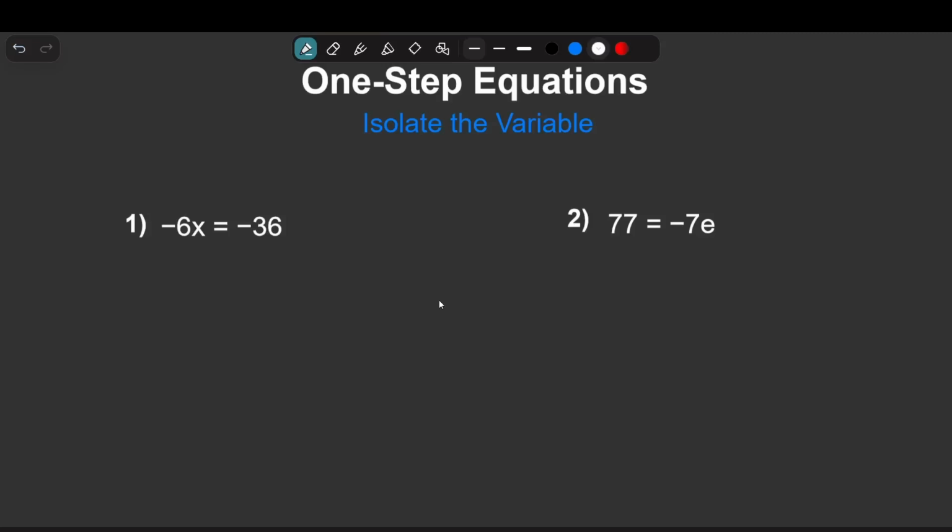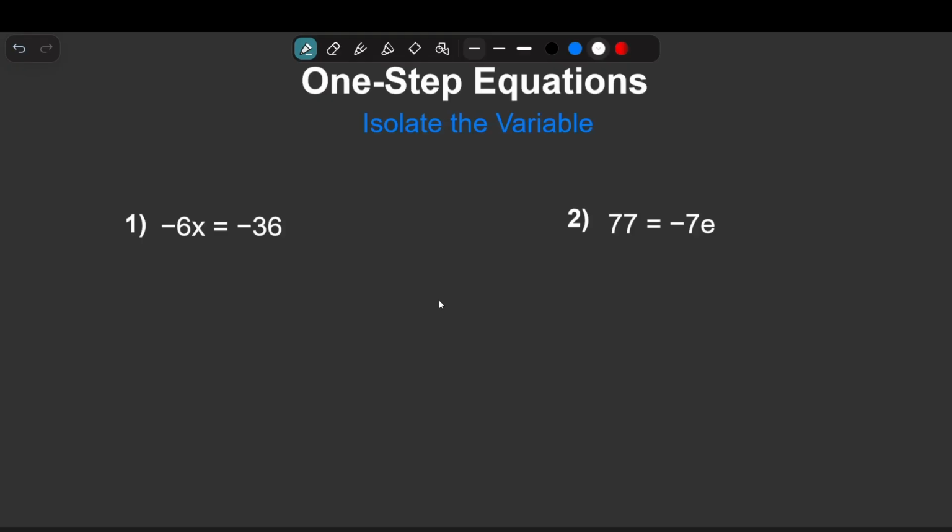Hello guys, welcome back to a new video, and in this video I'm going to be covering part 2 of one-step multiplication equations with negatives. So again, this is part 2, so if you haven't watched part 1, go click off this video and watch part 1, and then if you want to practice a bit more you can come back.